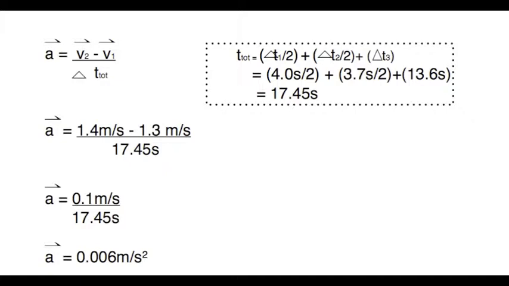To find acceleration, we then subtract her final velocity by her initial velocity, which we've already found. We then divide this number by total time to get acceleration. Therefore, Chloe's acceleration is 0.006 meters a second squared.